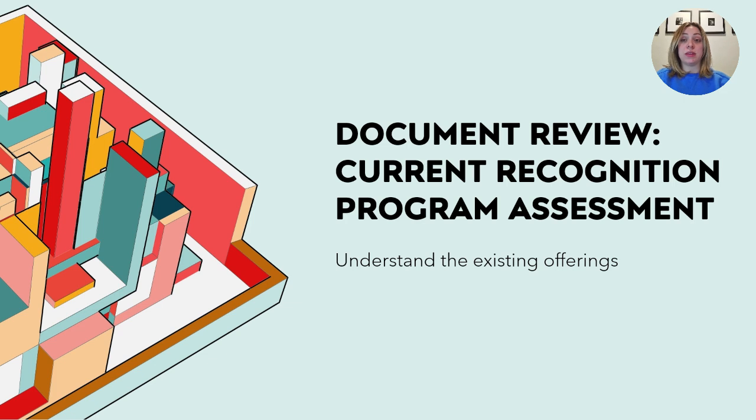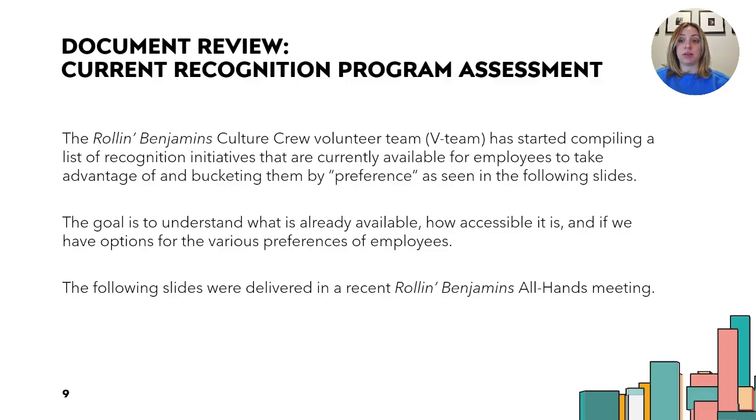The next one is going to be the current recognition program assessment, so understanding the existing offerings. Like I said, I'm on this V team, this volunteer team that works on culture and morale. We started compiling a list of those initiatives just to be able to say, hey, everybody, here's what we have. So when we're taking that poll, even if we don't make a single change to the offering, at least now you know exactly what you have available to you. So when you're taking that, those are the things that you can keep in mind.